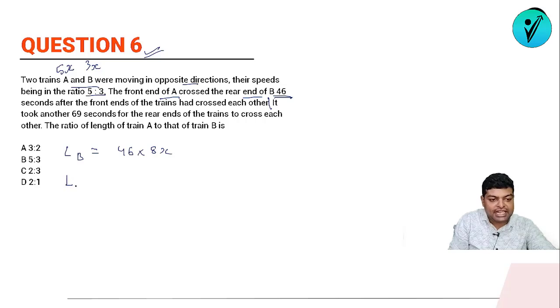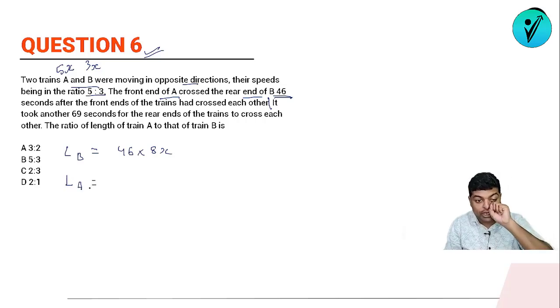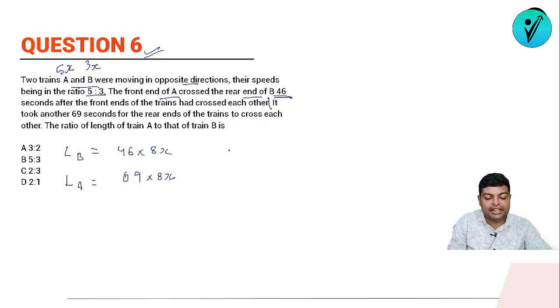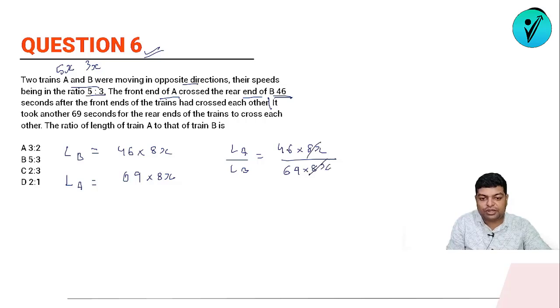So we can say that length of train A will be what? It will be 69 into 8x. Okay, 69 into 8x. So what is the ratio of length of train A to train B? So simply take the ratio. LA upon LB will be what? It will be 46 into 8x upon 69 into 8x. So ये और ये तो cancel ही हो जाएगा. This will be 2 times and it will be 3 times.